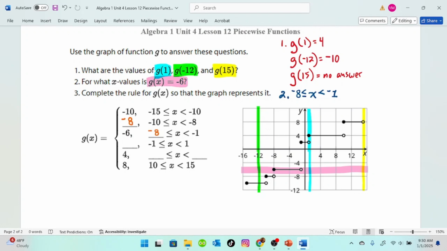The next rule happens from x is negative 1 included because it's less than or equal to, all the way to positive 1 not included because it's only less than, and we see that that line happens midway between the origin and y equals 4, so this would be y equals 2. So our missing output is 2.